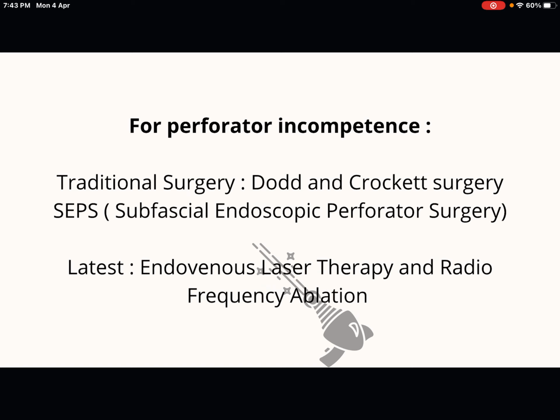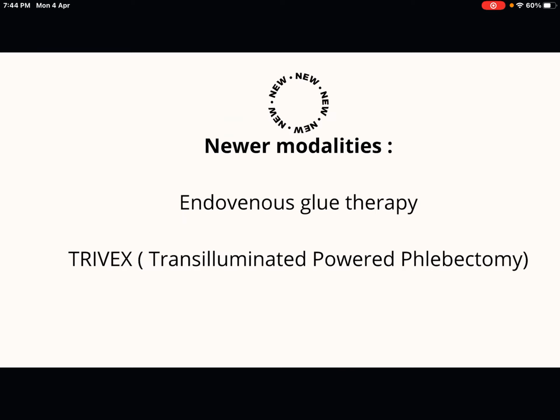Coming to perforator incompetence. If the incompetence is in perforators, then the traditional surgery is Dodd and Crockett surgery. In this name, Dodd and Crockett, we can recall one perforator: the Dodd and Crockett perforator. So the traditional surgeries are Dodd and Crockett surgery and SEPS, subfascial endoscopic perforator surgery. Coming to the later surgeries, they are the same: endovenous laser therapy and radiofrequency ablation.